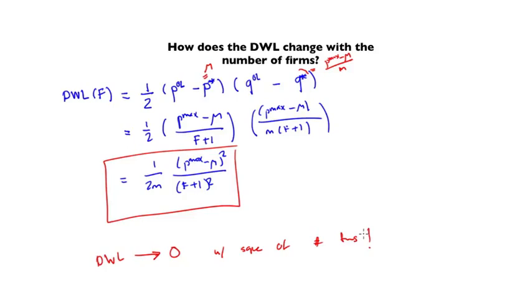And that is very important because it's telling us that you don't need to have a very large number of firms, which there are not in most markets, to really have the competitive model be a good approximation of what happens.